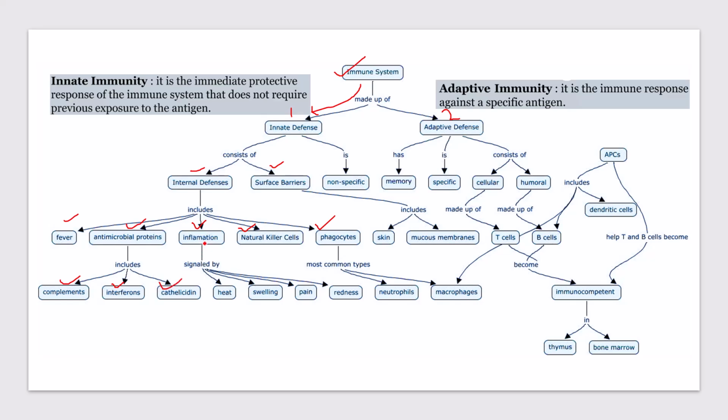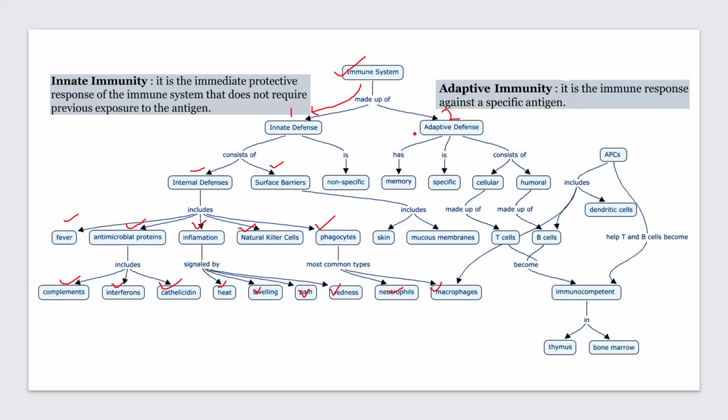But when inflammation occurs at that site, it is signaled by heat, swelling, pain, and redness. Okay. Then we talk about phagocytes. Most common phagocytes are neutrophils and macrophages. So macrophages act as a phagocyte in innate defense, and they also act as APCs, that is antigen presenting cells. Okay. So now let's focus on adaptive defense.